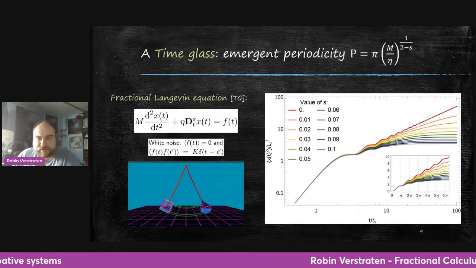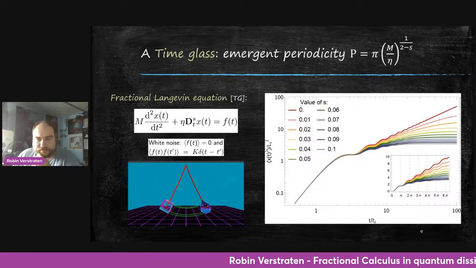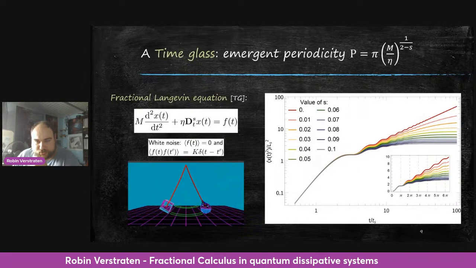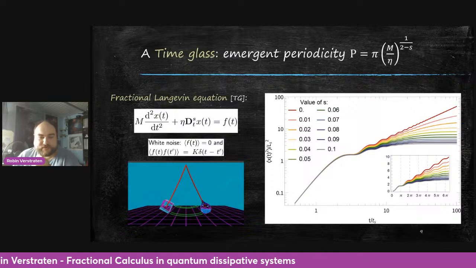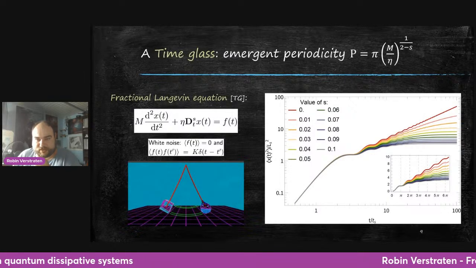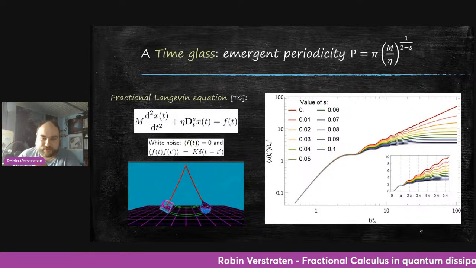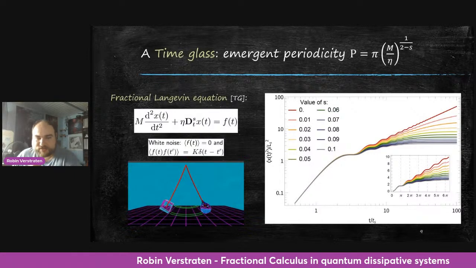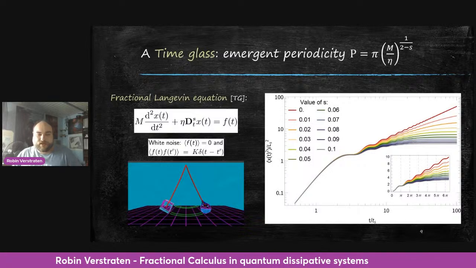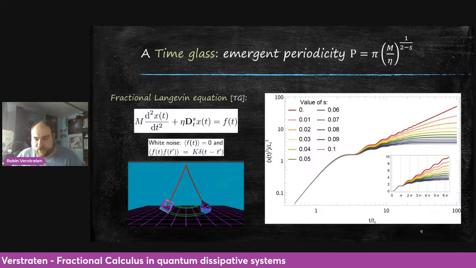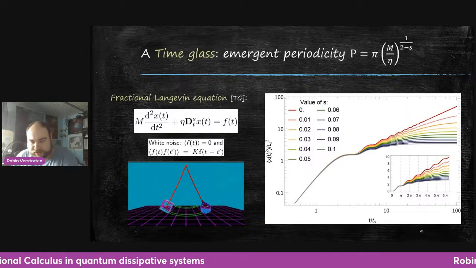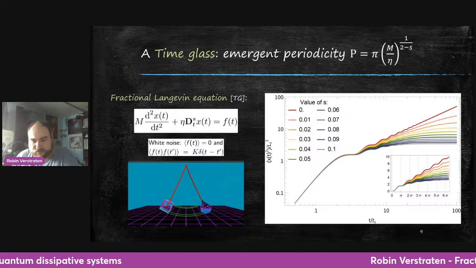Now, we can zoom in a bit on these phases. Here you see very small values of s, and you see that the smaller s gets, the more of these plateaus we find. Now, the periodicity is also well known. It's given by this over here, pi times m over eta to the power 1 over 2 minus s. And we can also see here in the linear plot that this is very well followed.